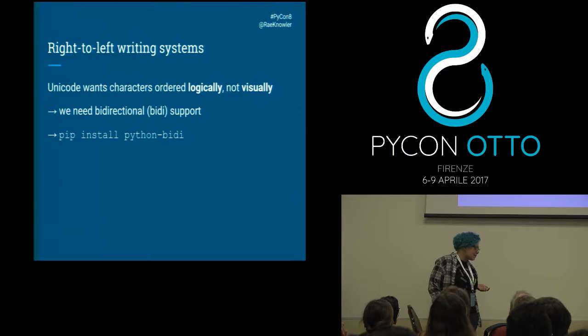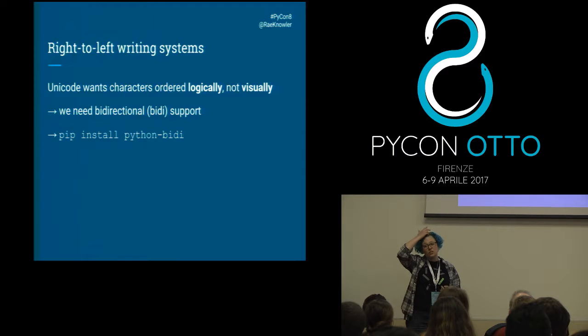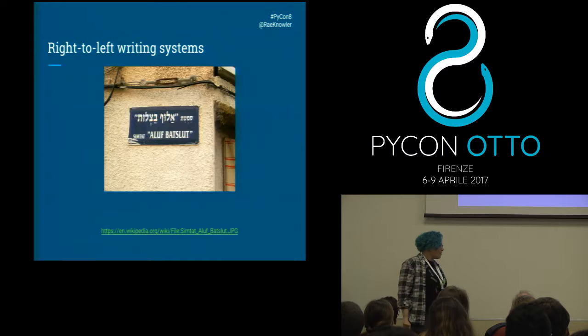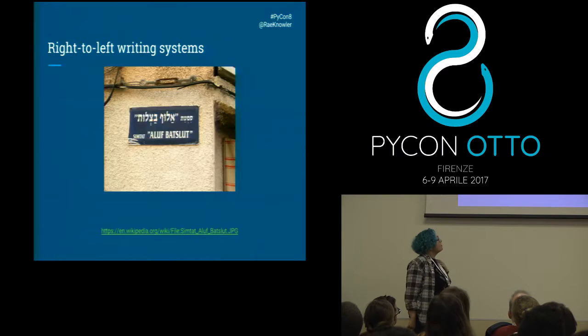And here we get to another wrinkle, because Unicode has this concept called logical ordering, where it wants you to pass through characters in your code in the logical order, not in the way they're displayed. So if I just go back here, if I wanted to handle this text in a program, first I would, so I think it says Simtat Aleph Batzlut.